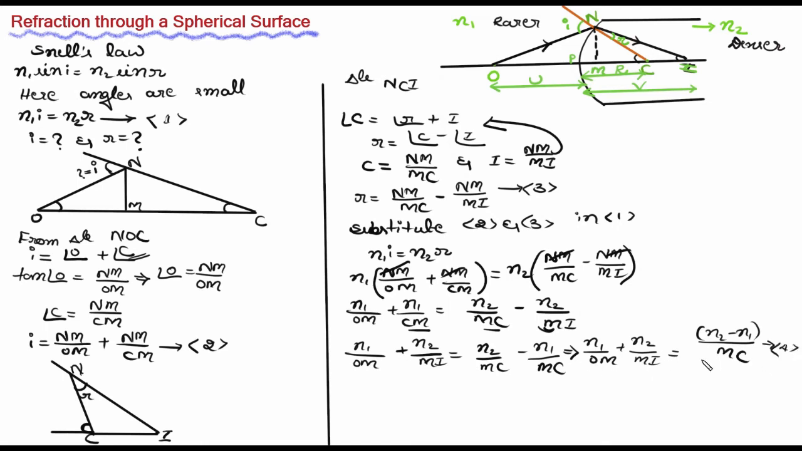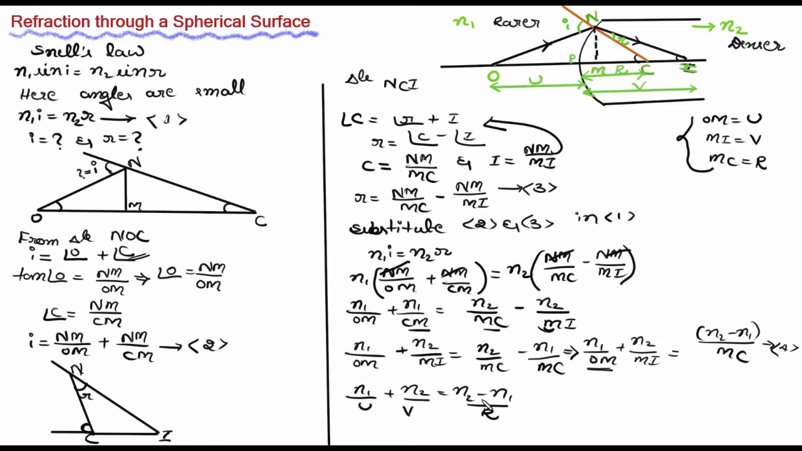So in equation number 4, as you can see, we know the value of OM. Here the value of OM is equal to U, the object distance. The value of MI is nothing but V, which is the image distance, and MC is nothing but the radius of curvature R. Now let's substitute these values in equation number 4. You will have N1 divided by U plus N2 by V is equal to N2 minus N1 by R.